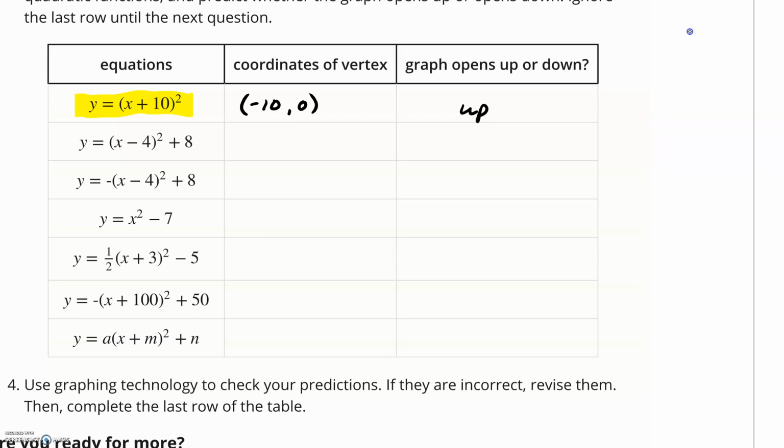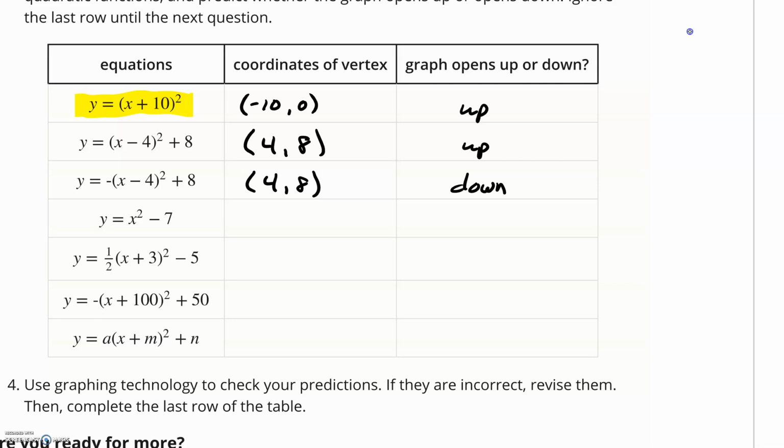For the next one, x minus 4, the quantity squared, plus 8. What value for x makes that parenthesis equal to 0? Well, a positive 4 will make that parenthesis equal to 0. So that's the x value of my vertex. The y value of the vertex is whatever's on the outside, an 8. It's a positive in front, so this graph is going to open up. This graph, y equals negative quantity x minus 4 squared plus 8, has the same vertex, 4, 8, but it has a negative in front of the parenthesis, so this graph is going to open down.